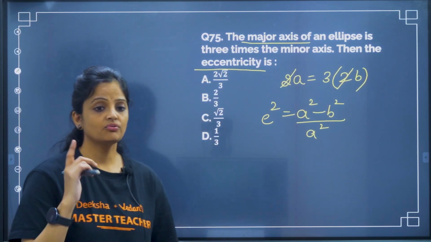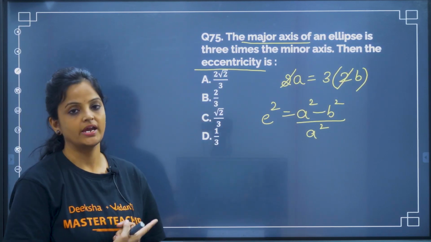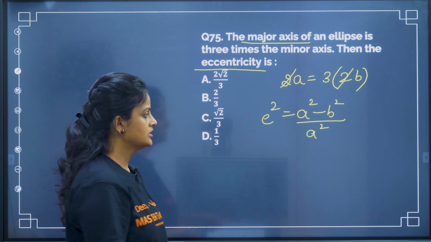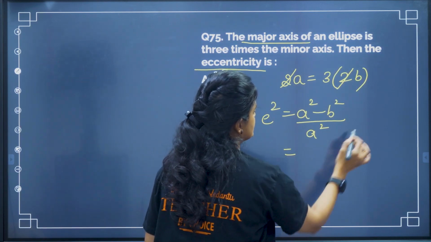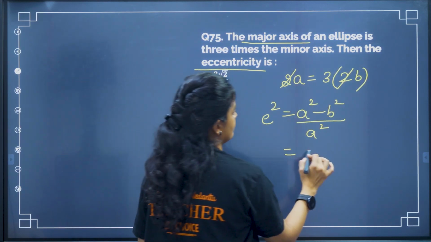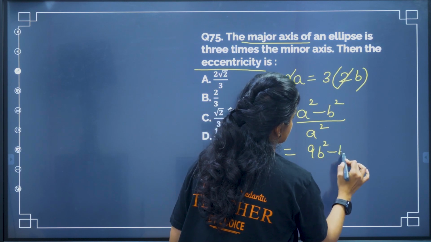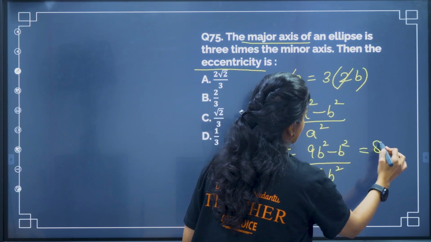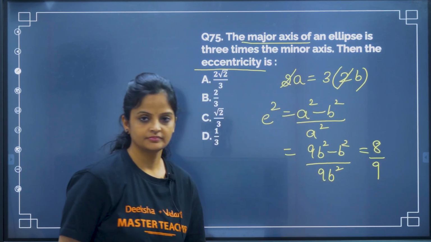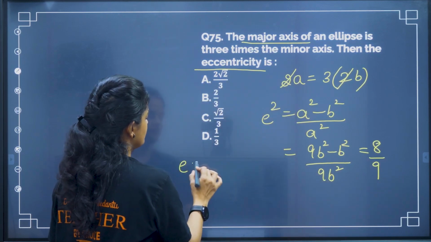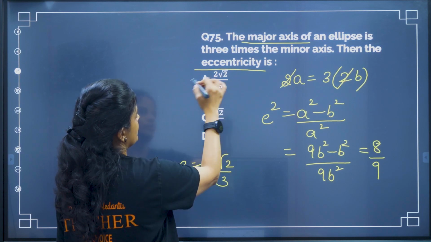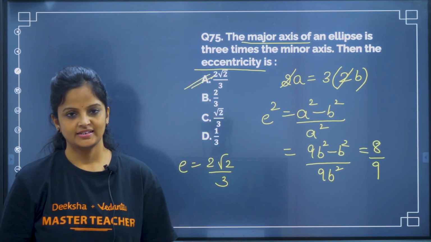Many of you will get confused when it comes to eccentricity. Once you write that, make a summary sheet. This is the eccentricity value. Then we have (9b squared - b squared) by 9b squared. b squared will get cancelled, 8 by 9. Then e value will be 2 root 2 by 3. Where is our 2 root 2 by 3? Option A. Easy one.